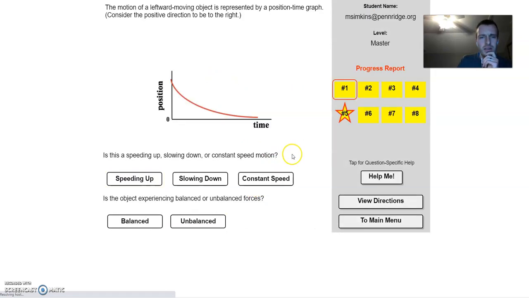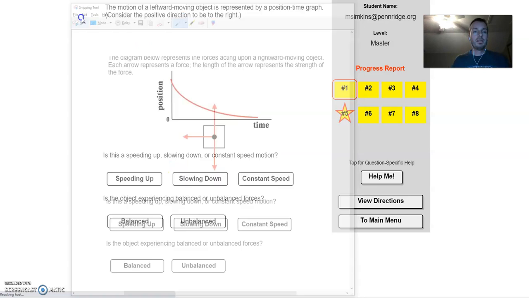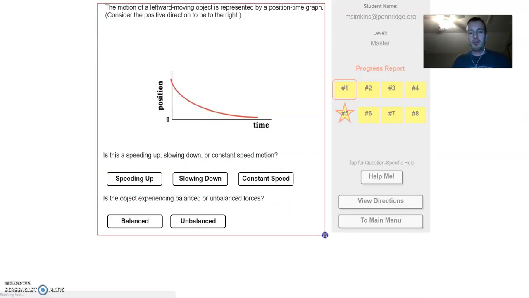Let's see if there's some different types of questions. Here we go. Got some graphs. The motion of a leftward moving object is represented by a position time graph. Consider the positive direction to be to the right. All right, is it speeding up, slowing down, or a constant speed motion? So maybe this one was giving you guys some trouble because we got some graph throwbacks here.